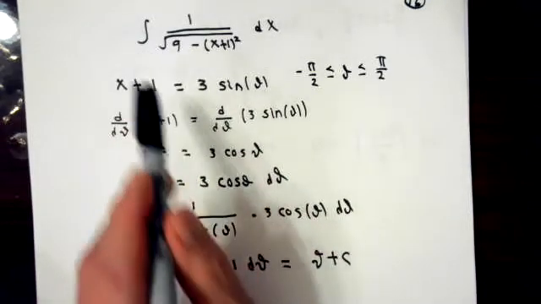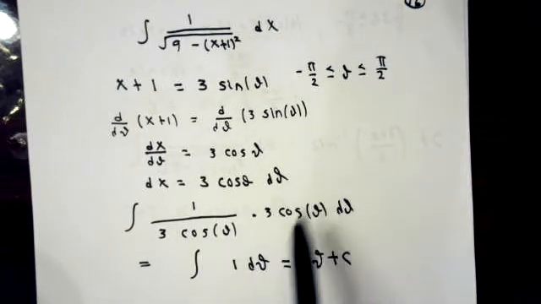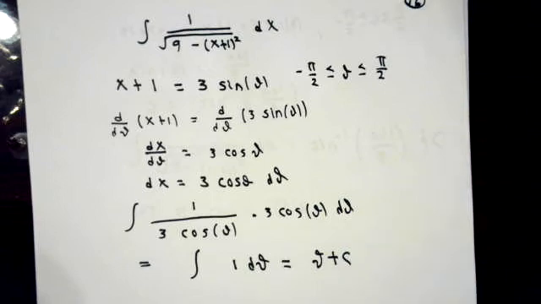So 1 over the square root of 9 minus x plus 1 squared, when all the trigonometry is done, is 1 over 3 times cosine theta. The dx is 3 times cosine theta d theta, and then a miracle happens. Almost everything disappears. I just have to find an antiderivative of 1 with respect to theta, and that would be theta plus a constant of integration. All that remains to finish this is to turn it back into an expression involving x only.